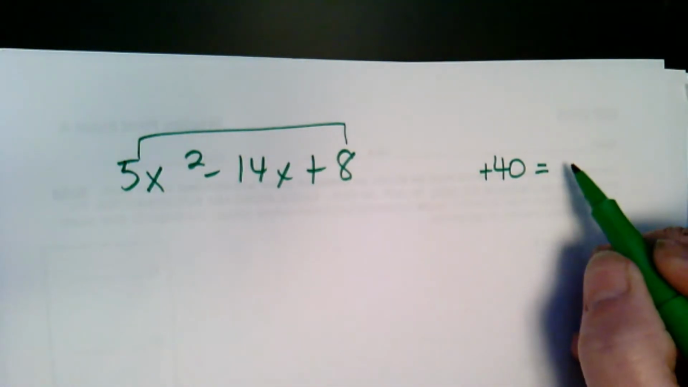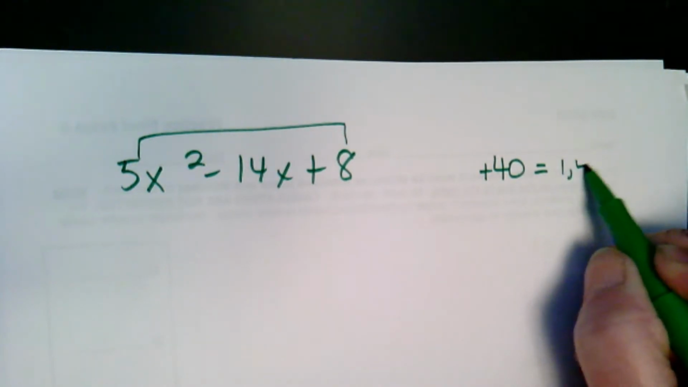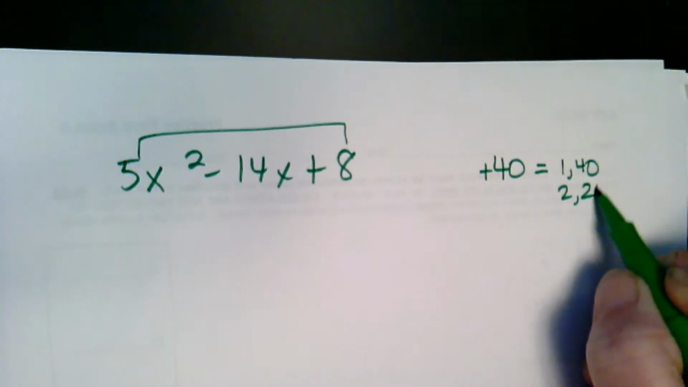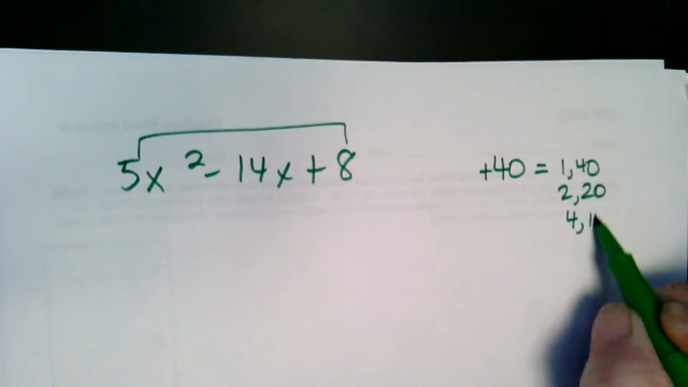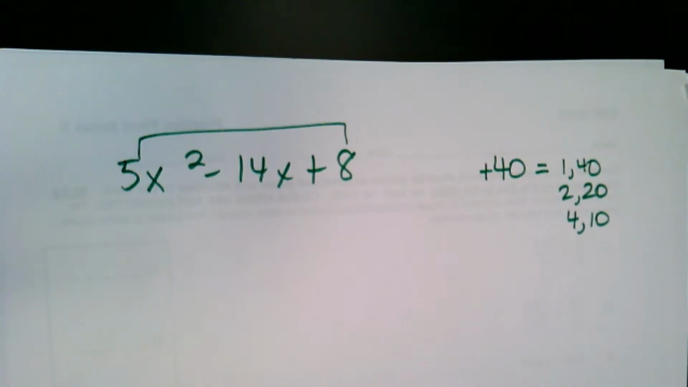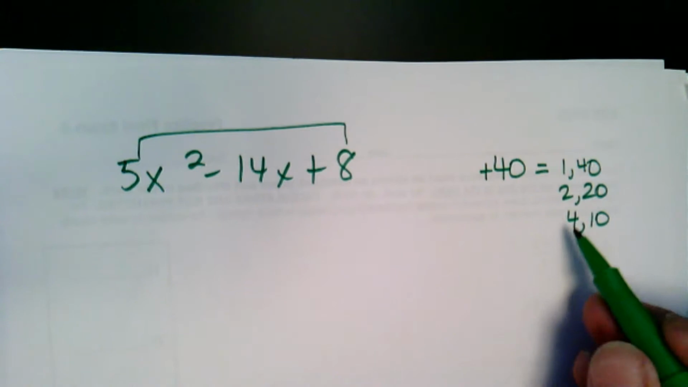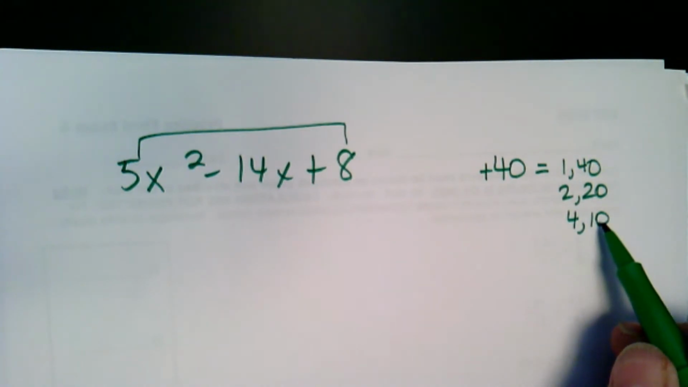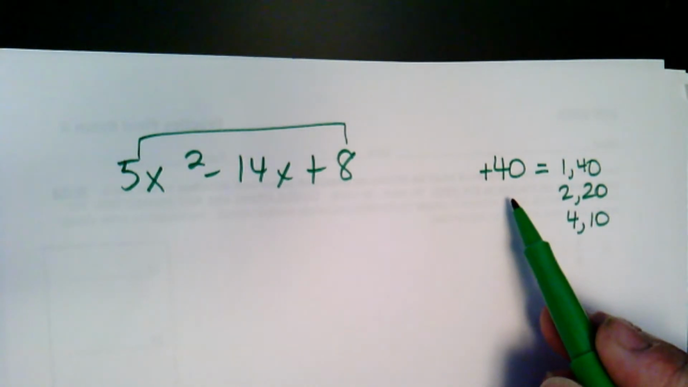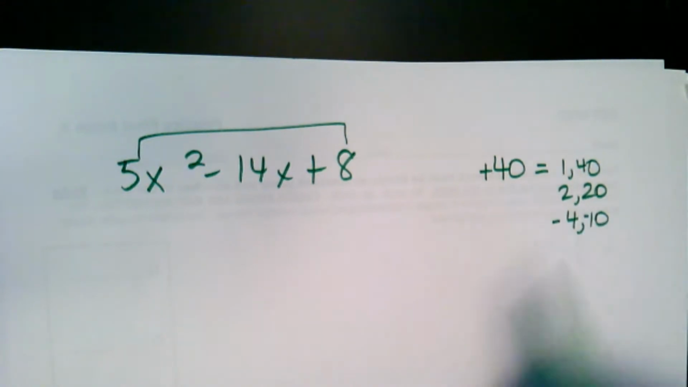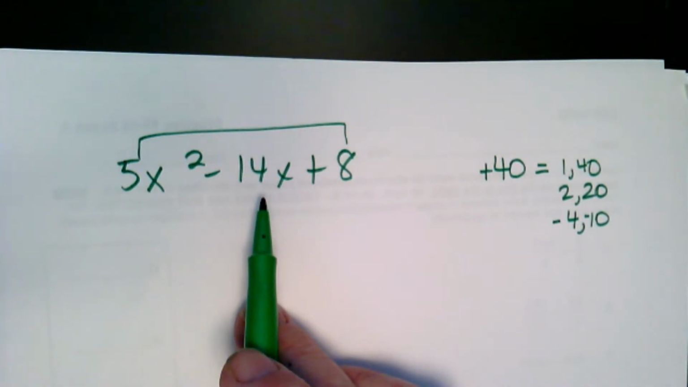So I'm looking for factors that multiply together to give me 40, add together to give me negative 14. So I'm thinking 1 and 40 doesn't work, 2 and 20 doesn't work, 4 and 10 sounds like it might work. So I can multiply together 4 and 10 and get 40, but they would both have to be negative for me to get a negative 14.